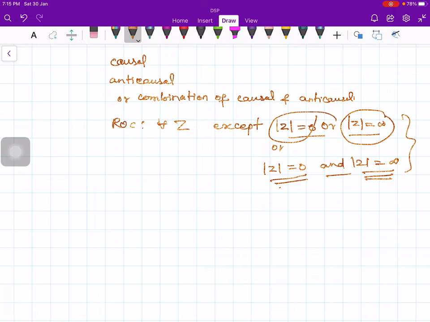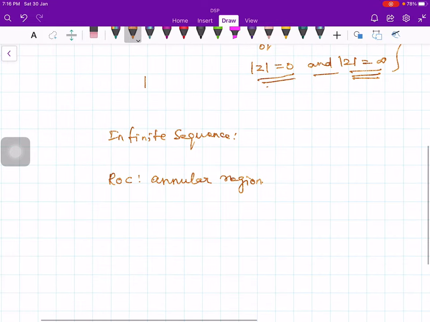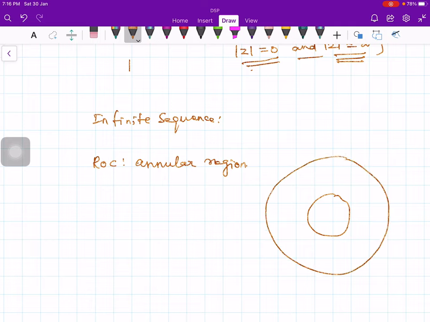But if it is an infinite sequence, then the ROC in general is an annular region. It is bounded by two circles. That's what we said annular region means: a region which is bounded by two circles, so it is between two circles. I have an inner circle and an outer circle. Let me say the inner circle radius is R1 and the outer circle radius is R2.